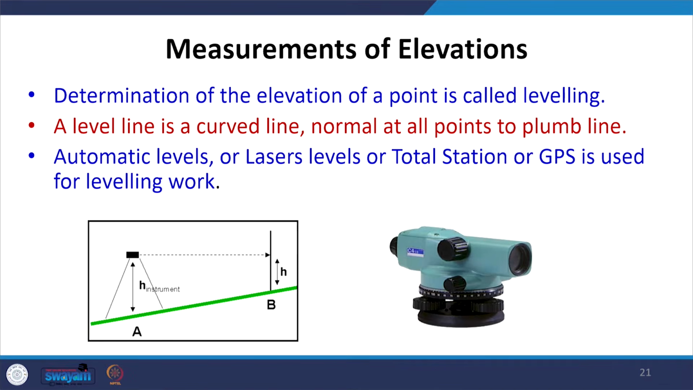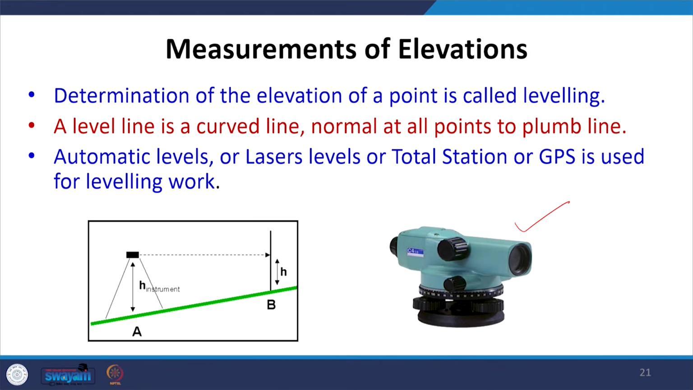We measure the elevations of different points with the help of an instrument which we call the level. But with the passage of time and the development of technology, we have automatic levels, laser levels, total station, or GPS, which are used nowadays for leveling work. The one on the right in the diagram is the auto level.